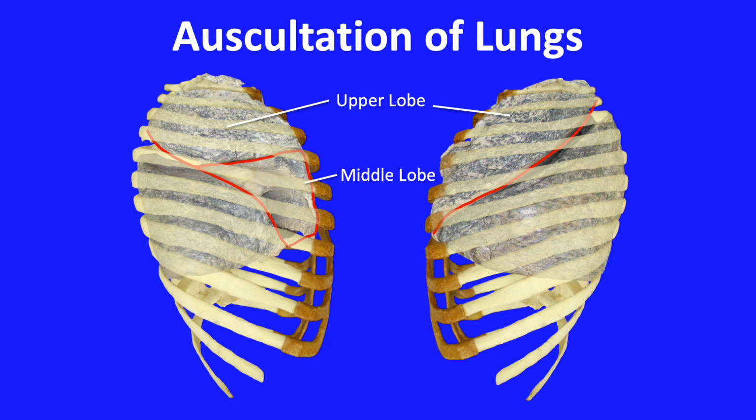If you listen below the nipple line on the right side of the chest, you can listen to the middle lobe of the right lung. However, it is still the upper lobe of the left lung. Finally, where do you listen to hear the lower lobe? You have to go to the back of the patient to listen to their lower lobes.